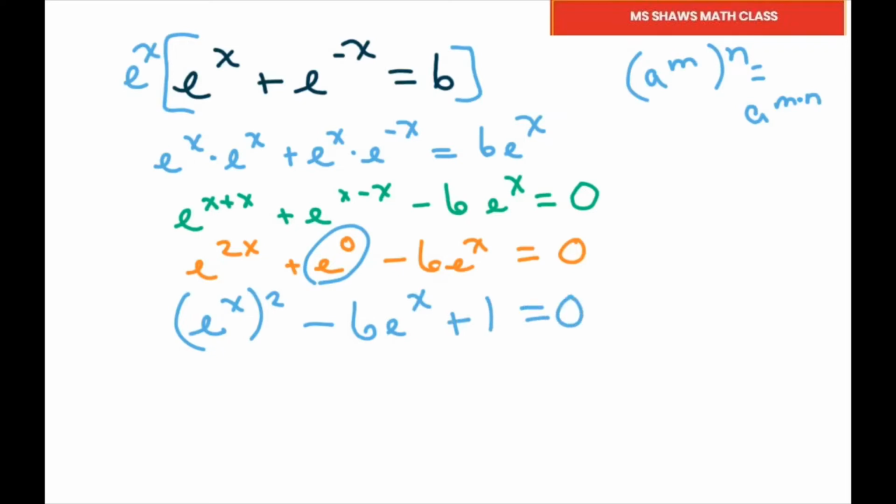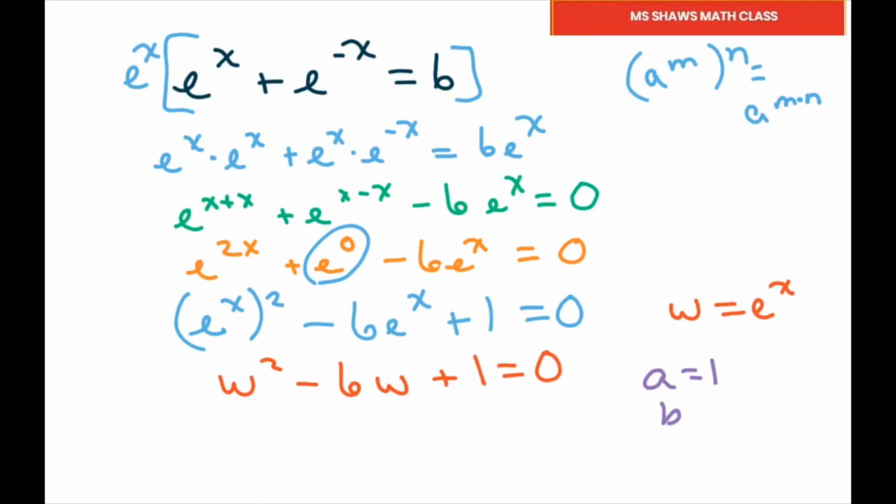Okay, and to make this easier to factor, if we can, I'm going to let w equal e to the x. So we'd have w squared minus 6w plus 1 equals 0. And so we're going to have to use the quadratic formula, because you can't factor this. So a would be 1, b equals negative 6, and c equals 1 as well.